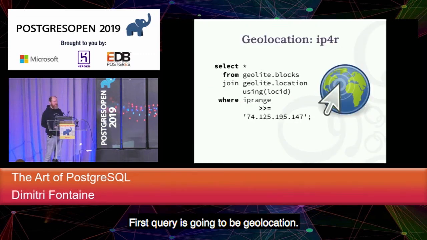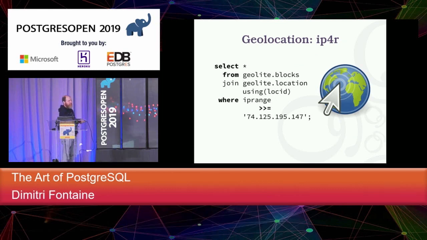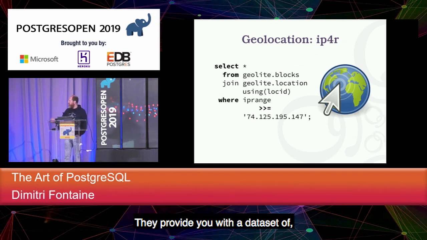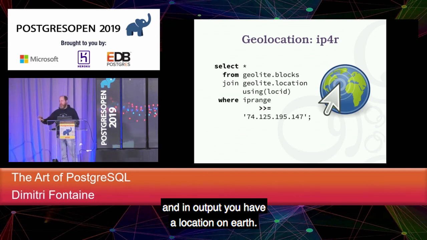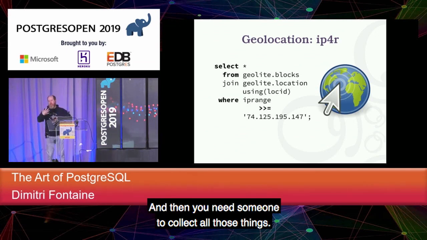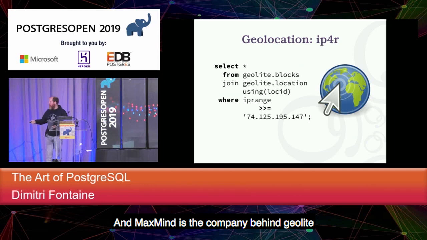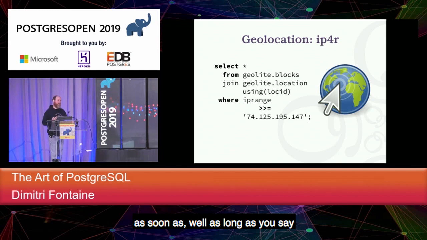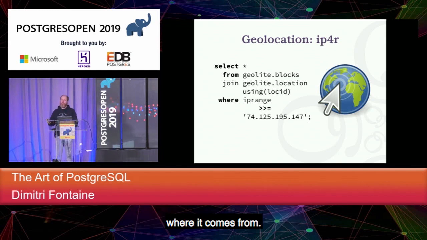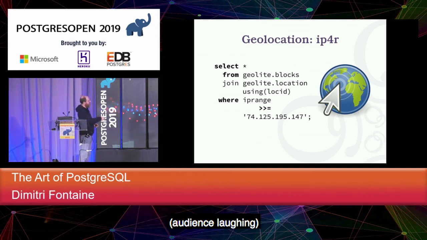First query is going to be geolocation. Maybe you know about Geolite. Geolocation is easy: you have an IP address as input, and in output you have a location on Earth. But then you need someone to collect all those things. MaxMind is the company behind Geolite, and they say that you can use it for free as long as you say where it comes from. So I just did, so I can use it for free. Yeah, that's the license.